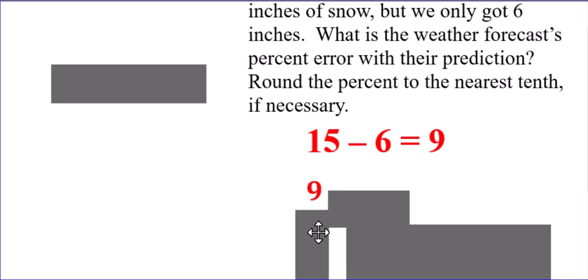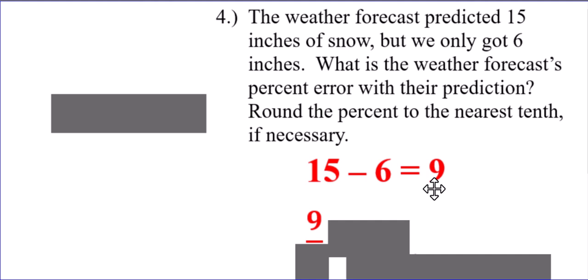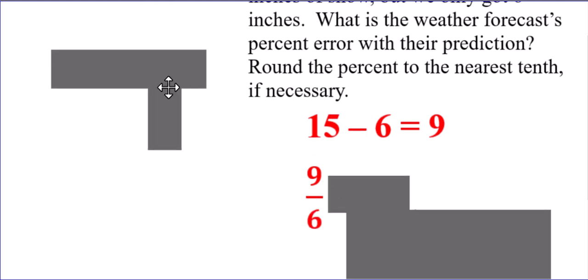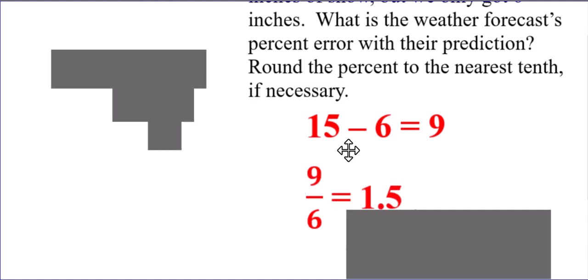We're going to take that difference of 9 and divide it by, well, what was the actual amount of inches of snow that we got? It told you right here, we only got 6 inches. That's what we actually got. So yes, it's possible that the difference that you got from subtracting could be bigger than the actual amount. This can happen. When you divide, that's going to give you 1.5.